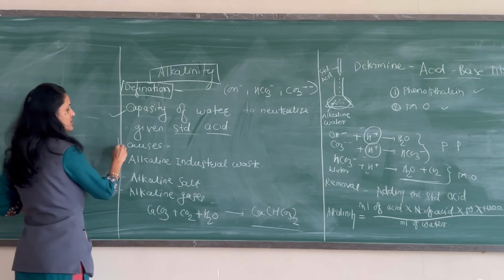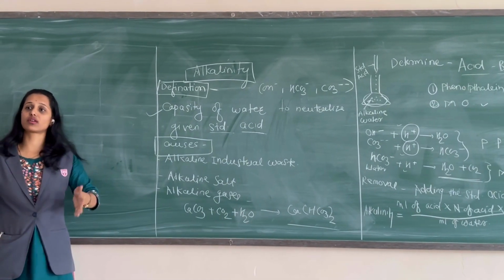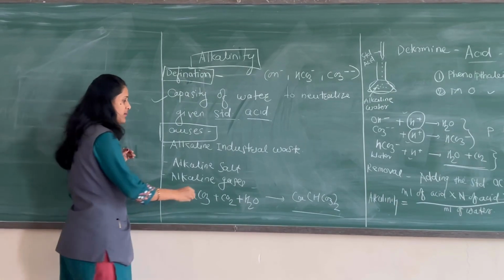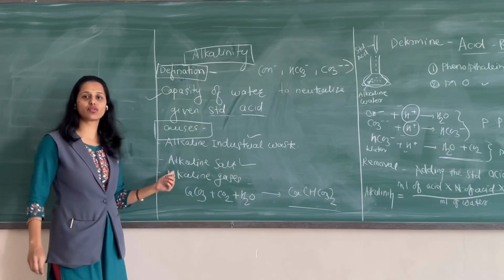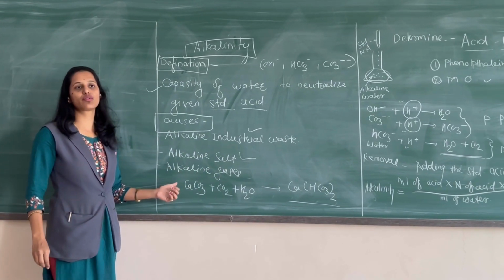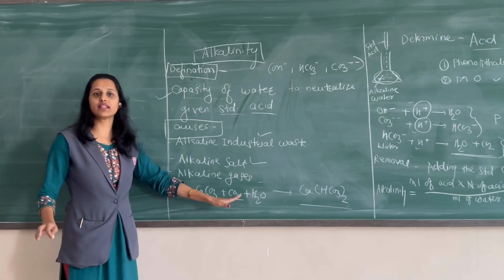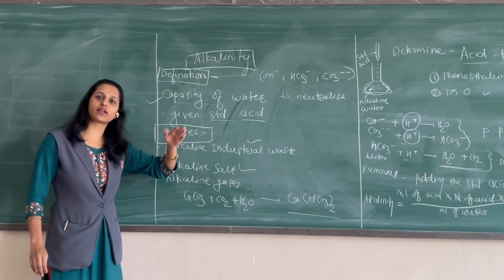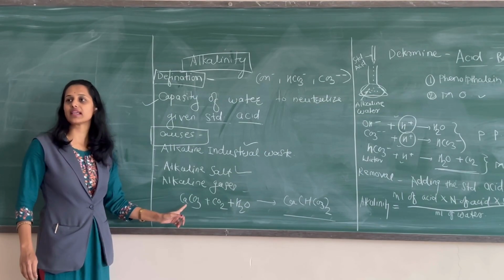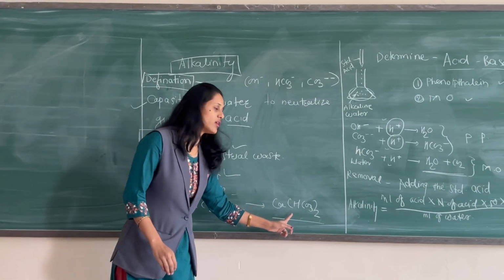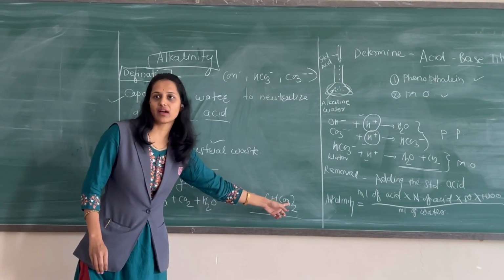So what are the causes of alkalinity? A number of causes are there by which natural water can become alkaline. It may be due to alkaline industrial waste, alkaline salts, or alkaline gases. For example, if free CO2 in the water percolates through soil containing limestone, that is CaCO3, then it will form Ca(HCO3)2, that is calcium bicarbonate.